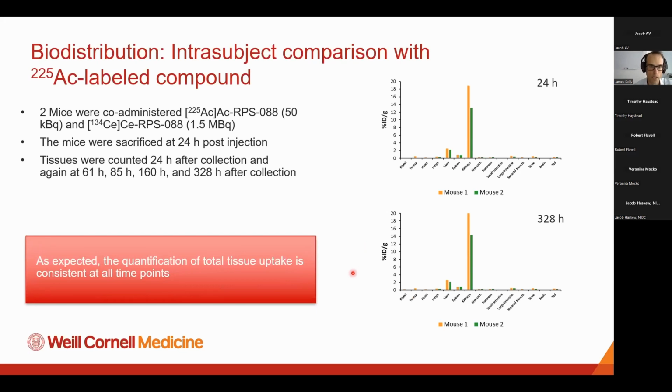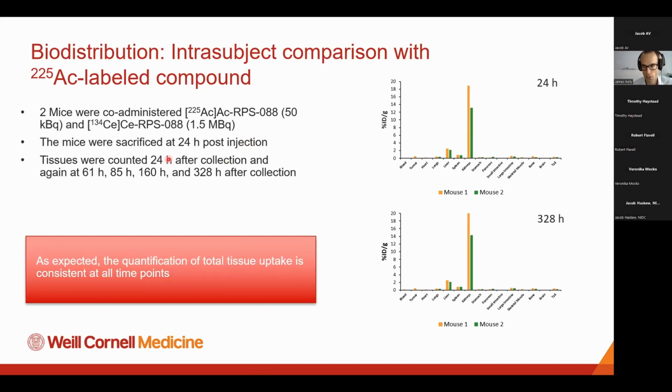And finally, we were working on an inter-subject comparison. So this would be one way of trying to remove biological variability from the equation by actually co-administering the cerium and actinium compounds to the same animal. And so we performed the same experiment. In this case, we only had 2 animals so far. And again, we sacrificed some 24 hours post-injection.